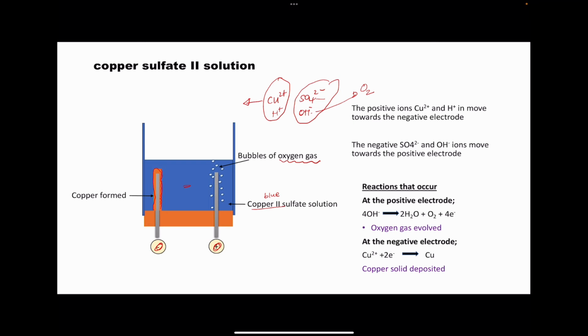So here we read the positive ions, copper 2+ and H+, move towards the negative electrode, and then the negative ions move towards the positive electrode. However, for reactions that occur at the positive electrode, we can see the OH- forms water, oxygen, and 4 electrons. So oxygen gas is going to be evolved. And at the negative electrode, copper is going to gain 2 electrons, forming copper solid. So the solid of copper is deposited at that electrode. Let's move on to the next part.